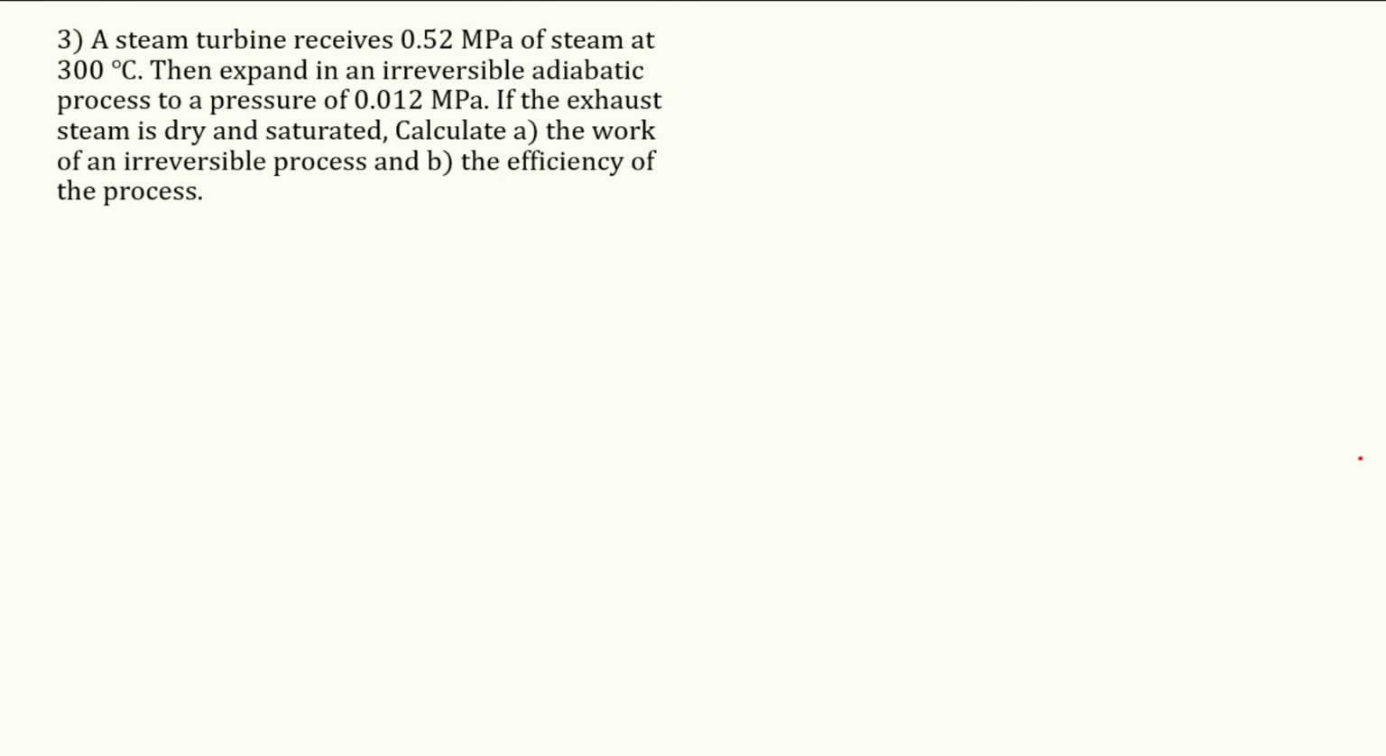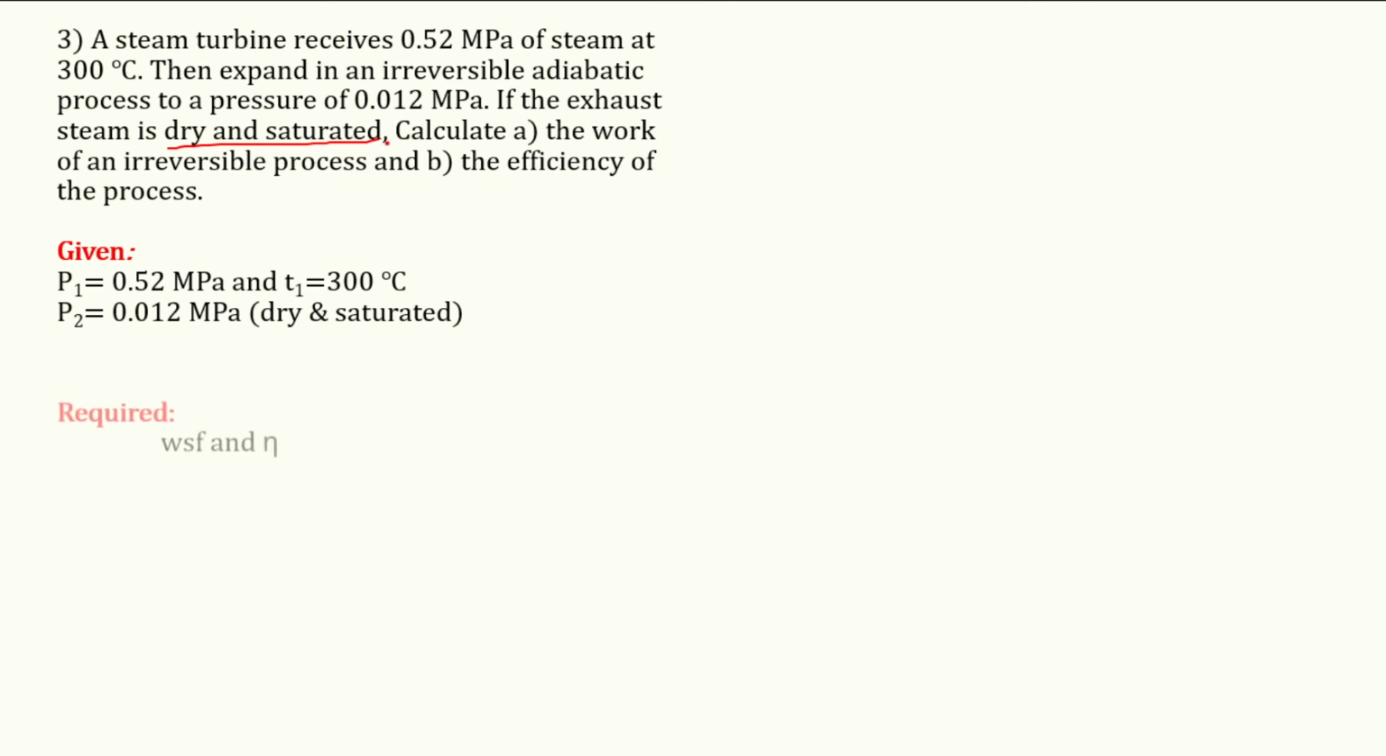So kalimitan kinukuha is heat, delta H, delta U, delta S. Ngayon iba naman na. Yung hinahanap na is work of irreversible process and the efficiency of the process. Okay, so kunin muna natin si given P1 and T1: P1 is equals to 0.52 MPa and 300 degrees Celsius respectively. P2 is equals to 0.012 megapascal. So sinabi dyan na yung exhaust natin or condition 2 is dry and saturated. So ang hinahanap is the work steady flow and the efficiency.